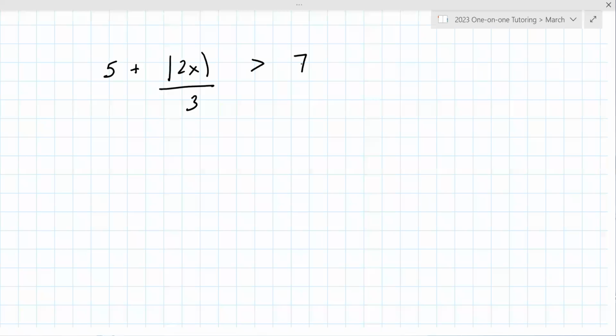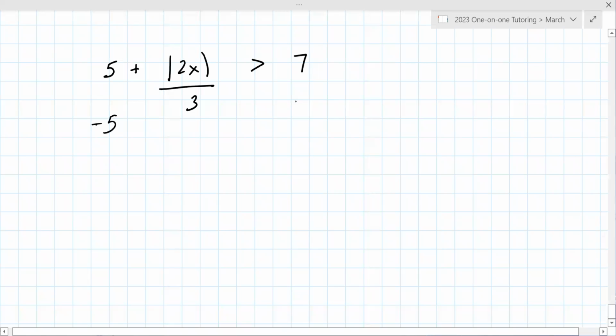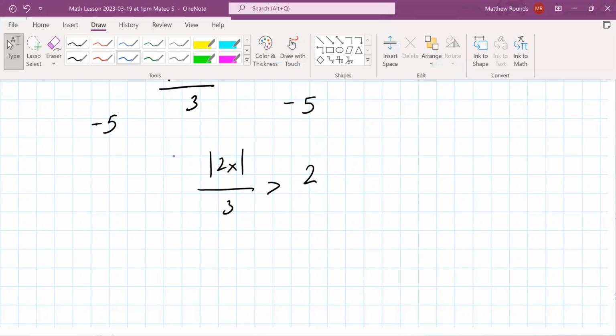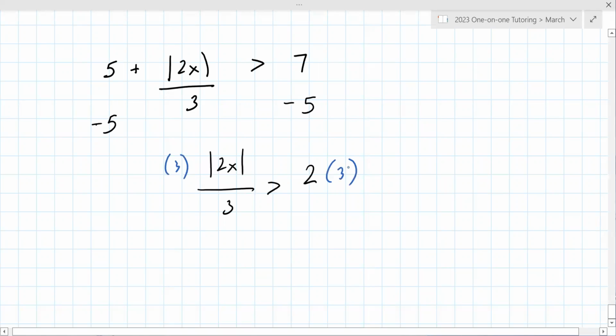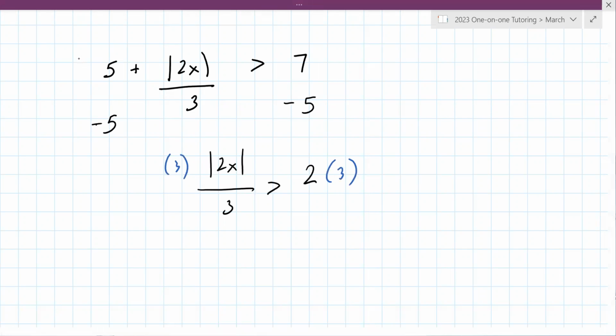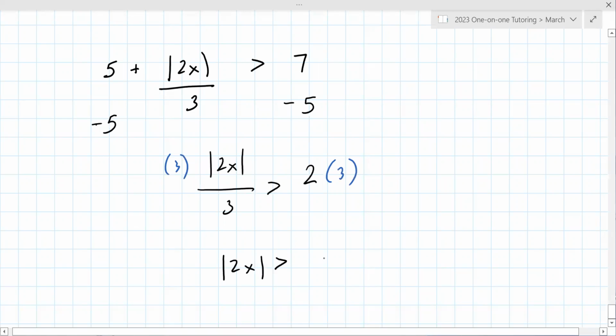Okay, did you subtract 5 from both sides to start? Yeah. Okay, so it should be absolute value 2x divided by 3 greater than 2. Next thing is to undo this division by 3. Right, so multiply by 3. That's fine. So on the left, it becomes absolute value 2x greater than 6.